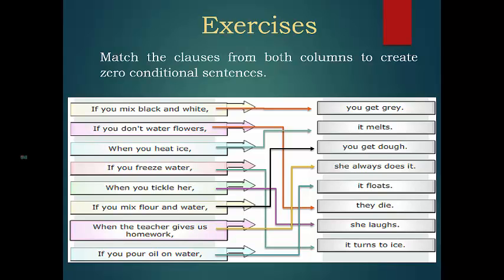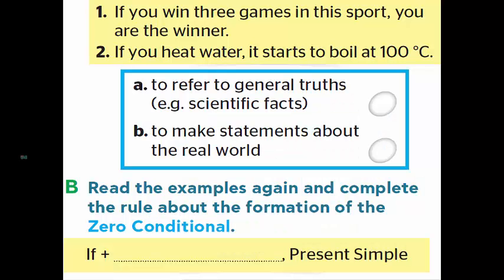Oil floats. Now to your book, page 105. If you win 3 games in the sport, you are the winner. And if you heat water, it starts to boil at 100 Celsius. So, A, to refer to a general truth, which one? And to make statements about the real world, which one? Here we go.